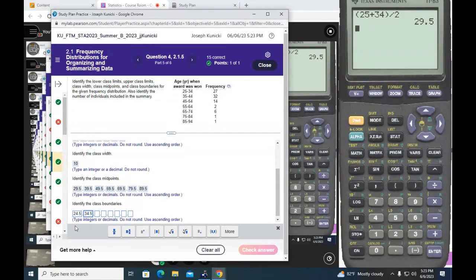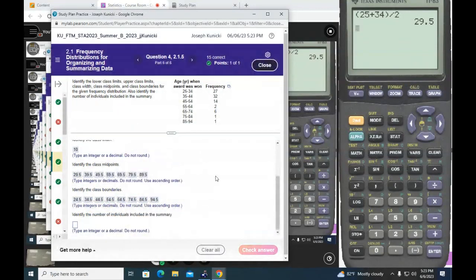So 34.5, 44.5, 54.5, 64.5. And notice that these numbers are not included in the data. They can't be, because our data is all integers. These are not possible data points, because the data is all age to the nearest year, and these are to the nearest half year, so they can't be data points. So they won't interfere with the frequency table or the frequency diagram.